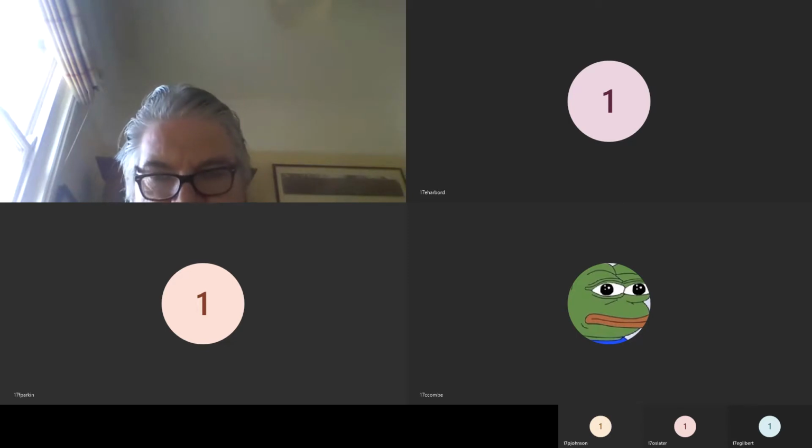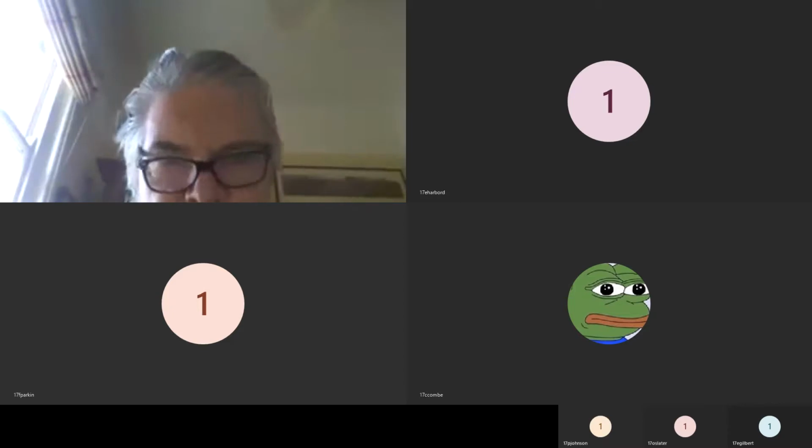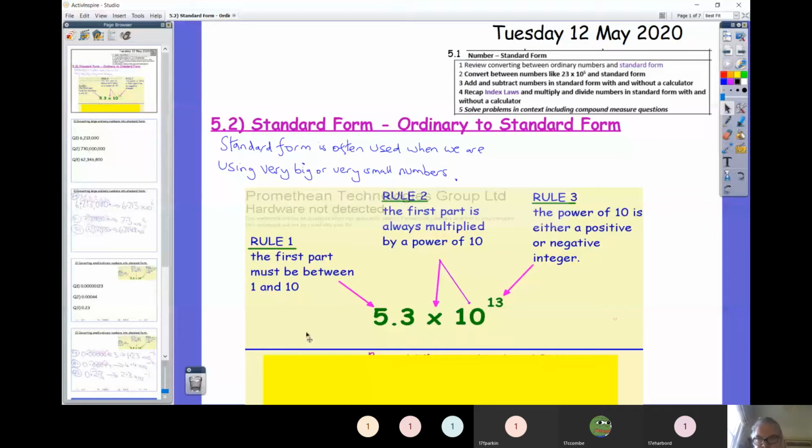So just waiting for it to boot up. There we go. Okay, so this is our second lesson on standard form. So today we're going to be concentrating on going the other way. We're going to be starting off with an ordinary number, and we're going to be changing it into standard form.